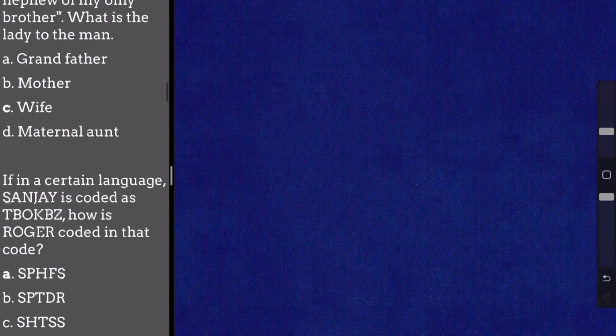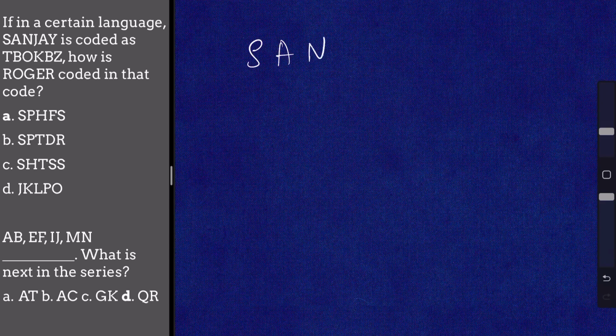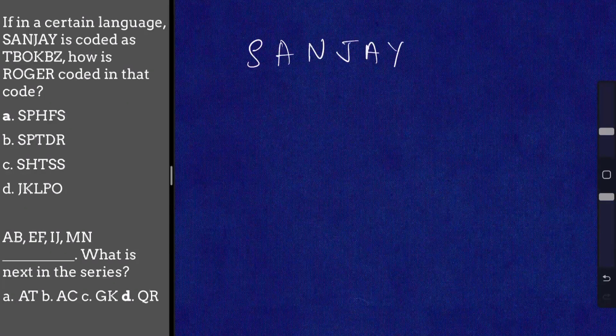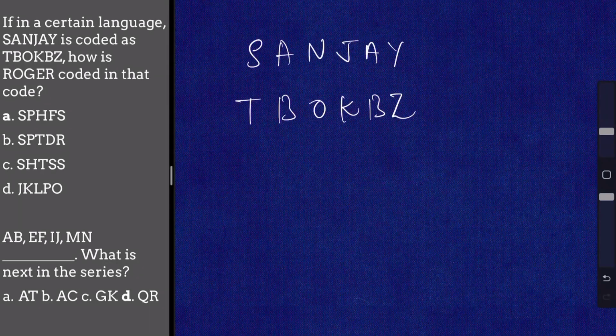Moving on. This is the question from coding. If in a certain language Sanjay is coded as TBOKBZ. This is very easy. The moment you see the code, you immediately realize that this is nothing but the next letter. After S comes T, after A comes B, and so on and so forth.